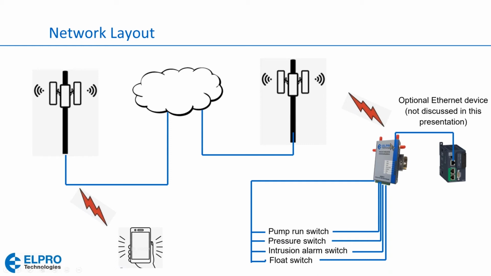The cellular modem will connect to the nearest tower. It will connect through the internet. It will then relay that signal out to the nearest tower to your cell phone and display the message either by email or text on your phone.